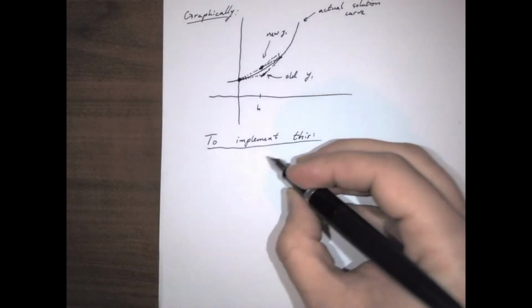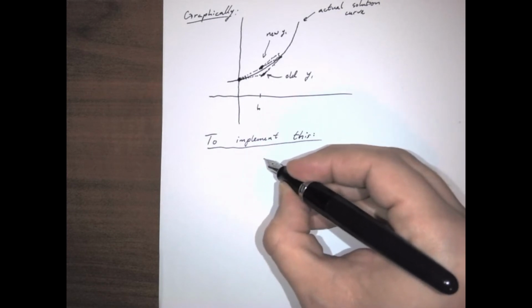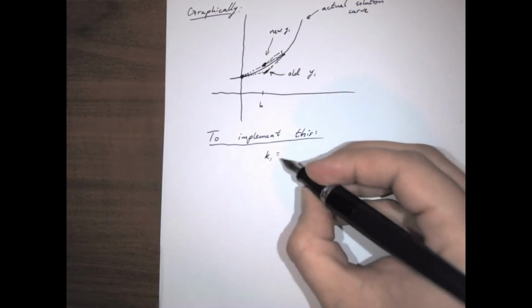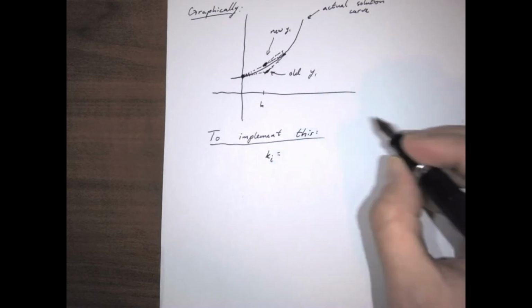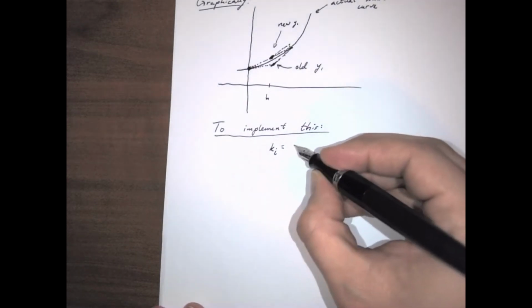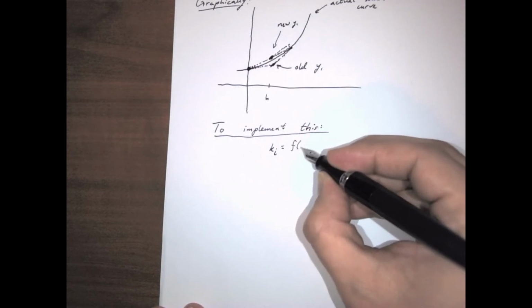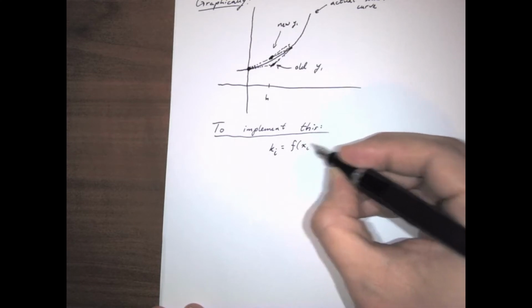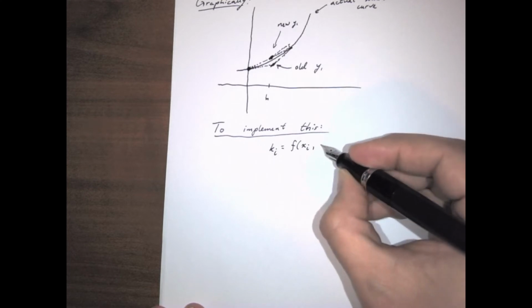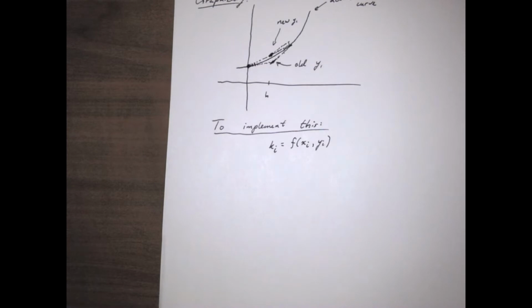we'll take K1, just a letter different than Ki. This is just a letter different than M. So Ki is equal to just f of xi, yi. So this is like the classic Euler method slope.